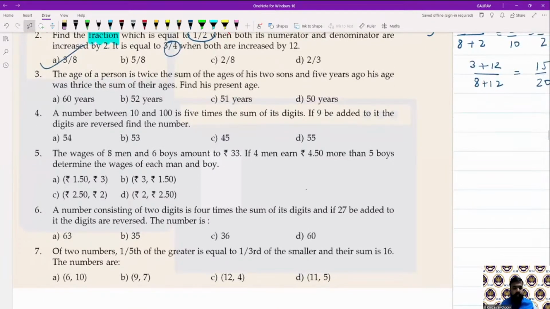So let's try the next one. The age of a person is twice the sum of the ages of his two sons. And 5 years ago, his age was thrice the sum of their ages. Then find his present age.